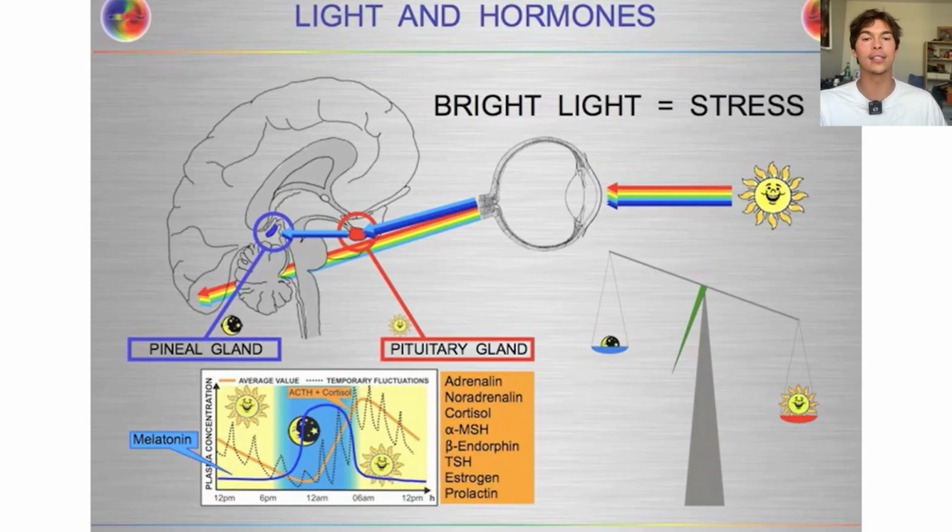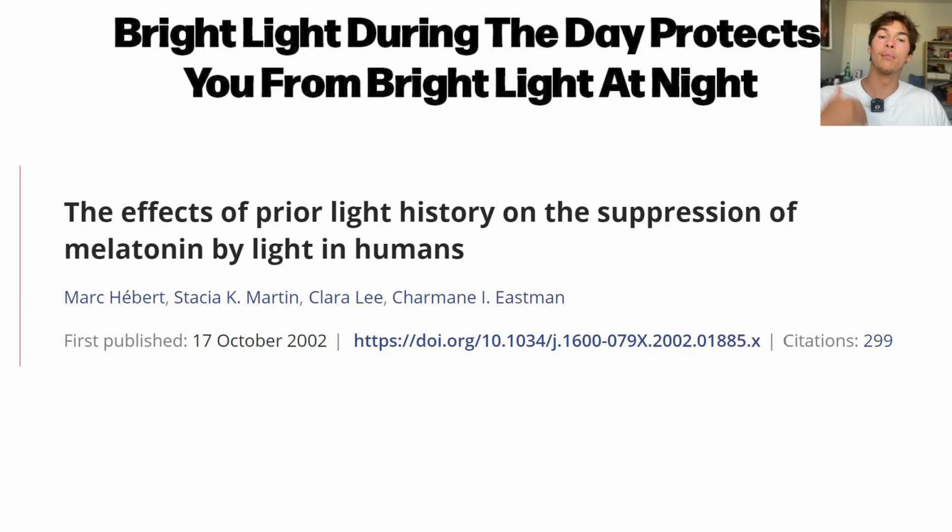And bright light itself is a stressor, no matter the frequency. If the light is bright, it will stimulate your brain to start making hormones. It'll tell your brain that it's daytime. And the more bright light you get during the day, the more protected you are from light at night.